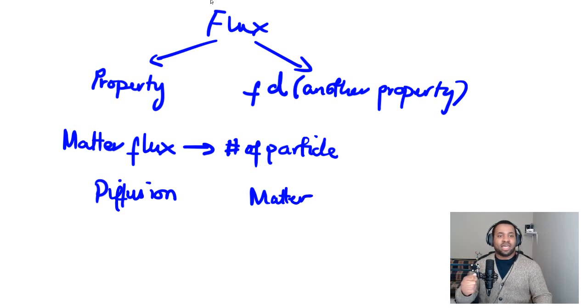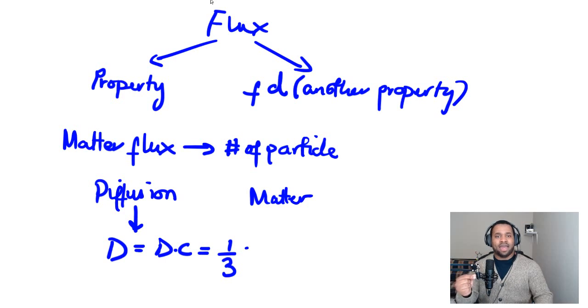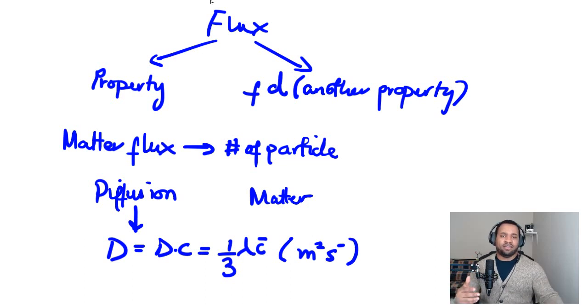In this part we were able to determine our D, which is represented as the diffusion constant, and this diffusion constant is equal to 1/3 multiplied by lambda. Lambda is the mean free path, and this is multiplied by our mean speed. The unit for this was meters squared times second to the power of -1, which is per second. So this was what we talked about in our previous video concerning matter flux.